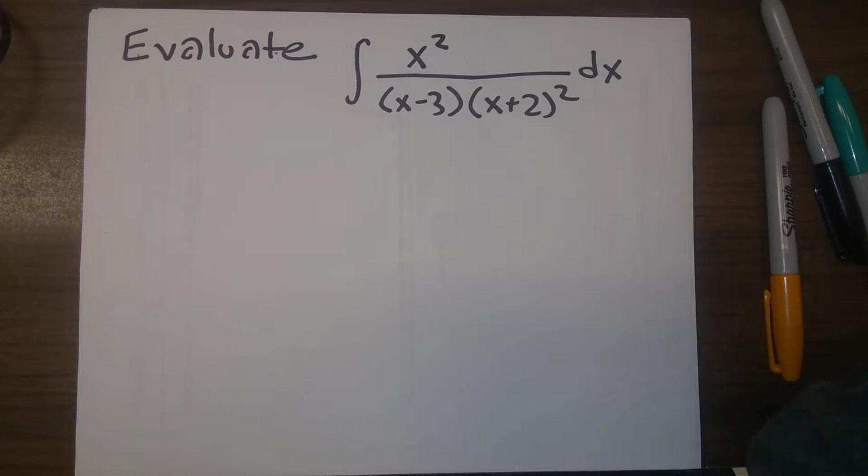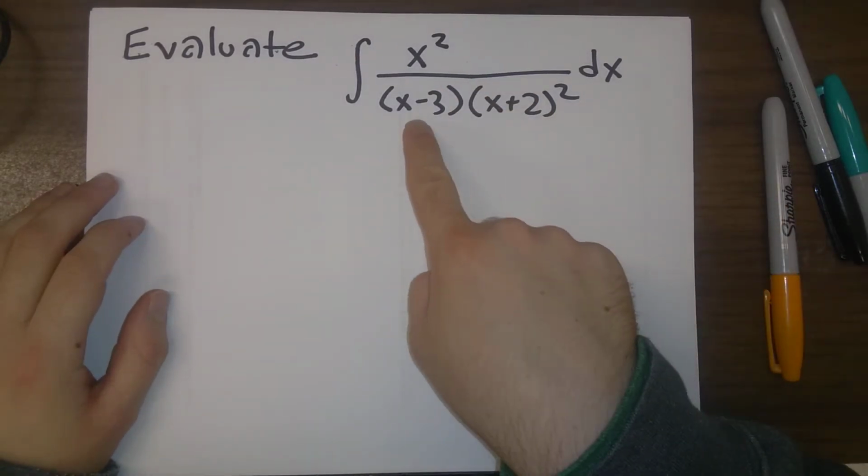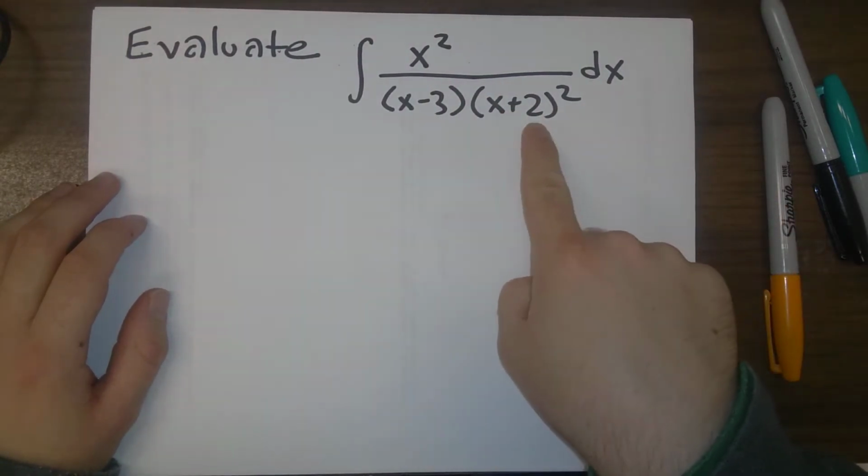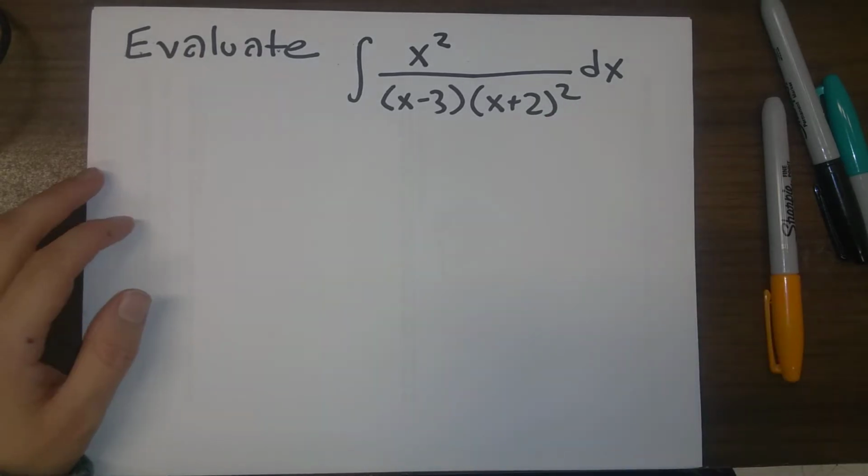Okay, let's continue working our way through the section on the method of partial fractions. And in each one of these problems, we're just going to kick up the difficulty just a smidge. So here's our new problem. Evaluate the integral of x squared over (x minus 3) times (x plus 2) squared.